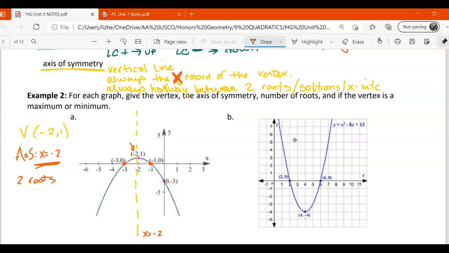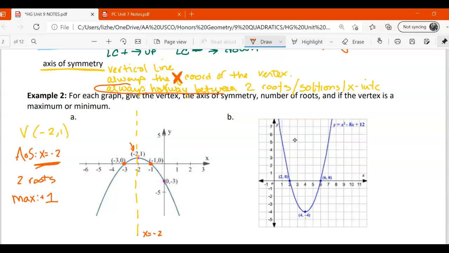And if the vertex is a max or a minimum, this vertex right here is the highest point, and so it's a maximum. And what is the maximum? The max is always the y value of the vertex, so the maximum is +1, the y value. So axis of symmetry is the x value of the vertex, the max or min is the y value of the vertex.